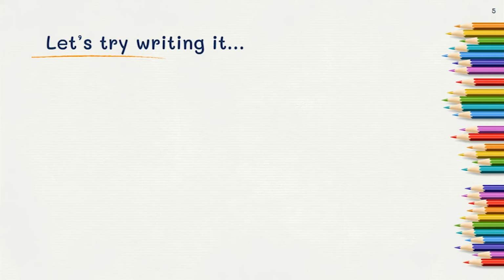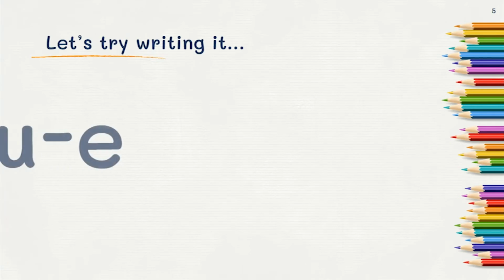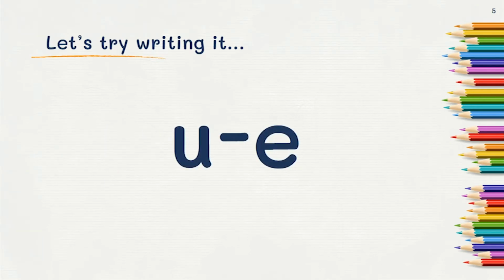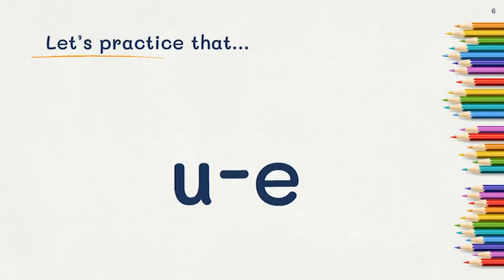Can you write the letters we use to represent the sound U consonant E? Did you write U dash E? If you did, great. If not, pause the video and try again. Write the U dash E and say the sound that it makes three times. While you write U dash E, say, the U says U. Pause the video while you write it.